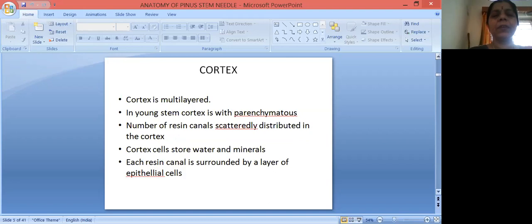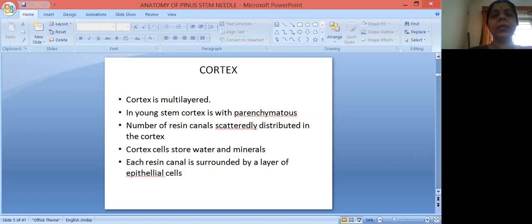Now, coming to the next one, cortex. Cortex is always present below the epidermis. It is multi-layered in the young Pinus stem. It is also parenchymatous, and the important characteristic feature of the Pinus stem is the presence of resin canals, which are scatteredly distributed in the cortex. The resin canals are ducts which store resin, a secretory substance formed during physiological activities, which is commercially used along with the tannins.